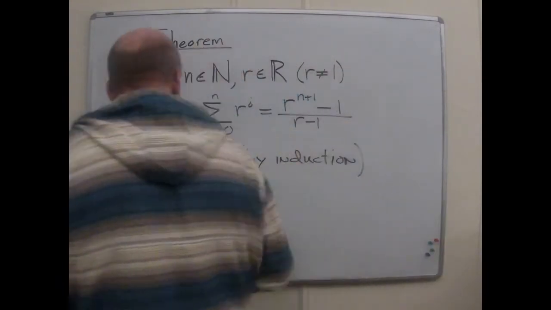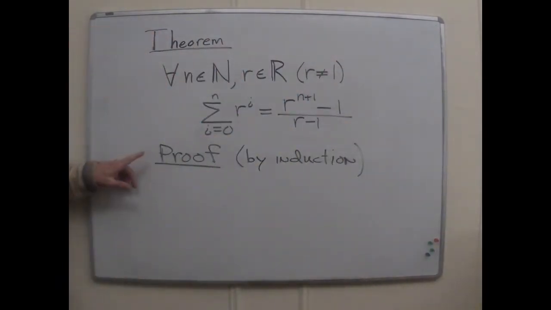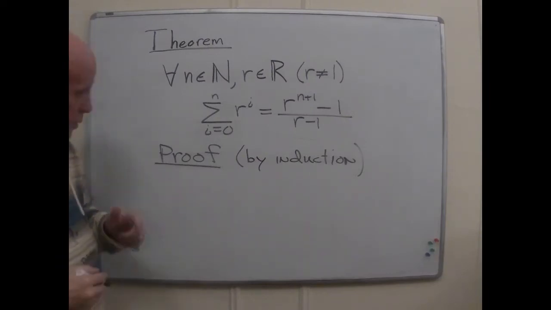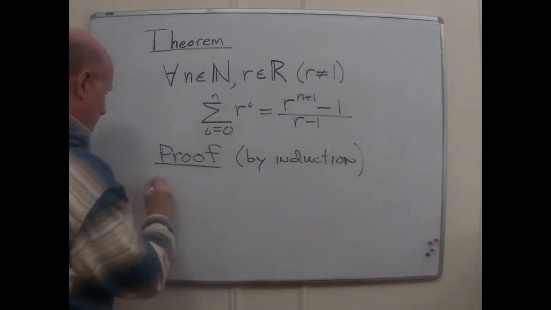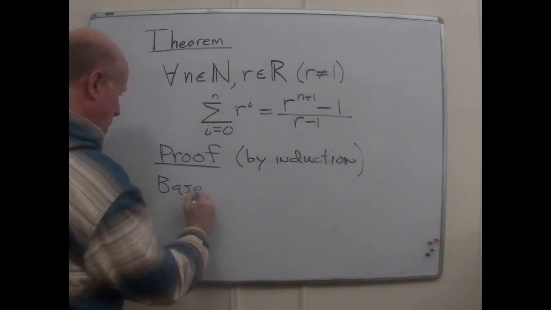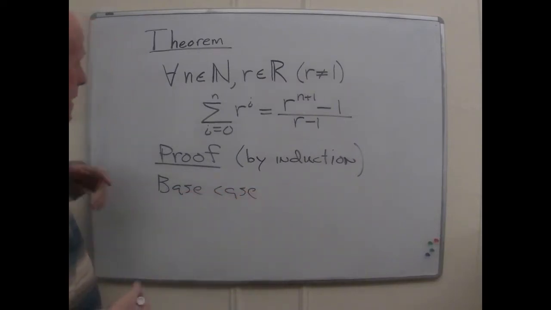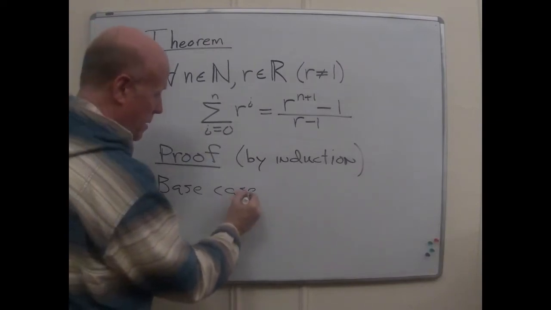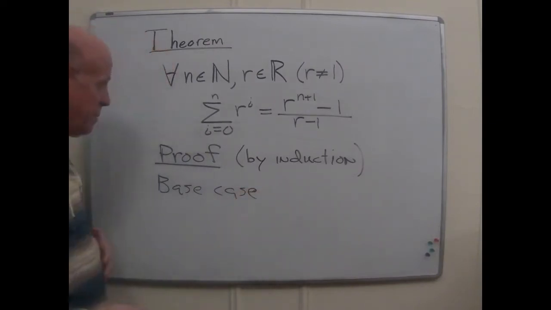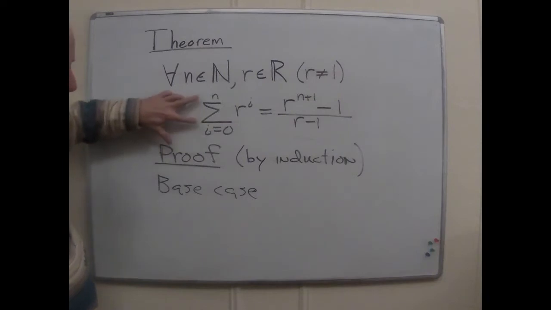So what's the proof going to look like? Well, it's said by induction, so you're expecting to see two phases. You're expecting to see a base case, and that is the smallest value that makes sense, or sometimes it's the smallest value even if it doesn't make sense. But for this, n equal to 0 actually is reasonable.